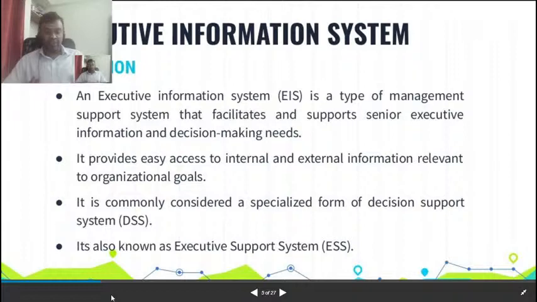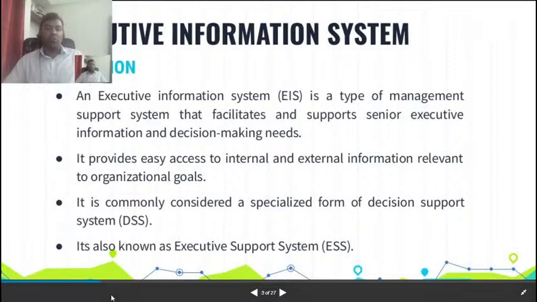I hope with this example, in this case study, you have understood the role of an executive information system, why executives need different software or a different kind of system, or why there is a difference in the system required at each level. Because their decision making or planning level capacity is different. The role is different. So when we go to the executive information system, it has a completely different role. It provides easy access to internal and external information related to organization goals.